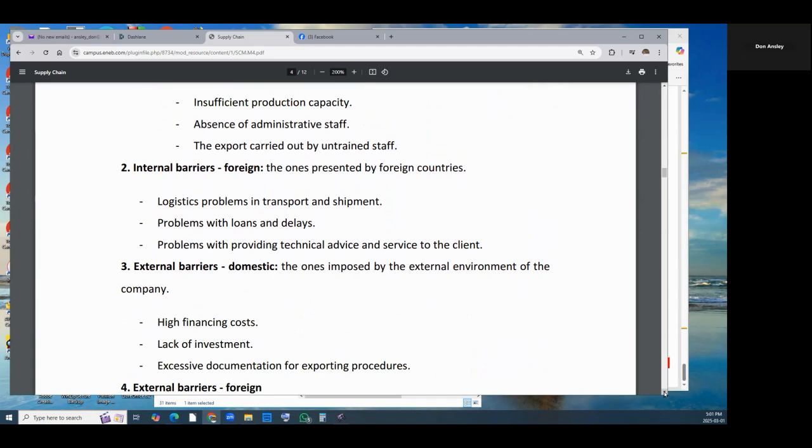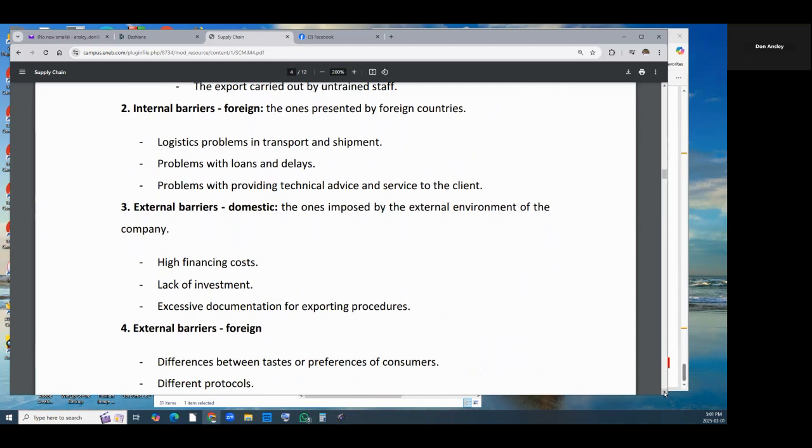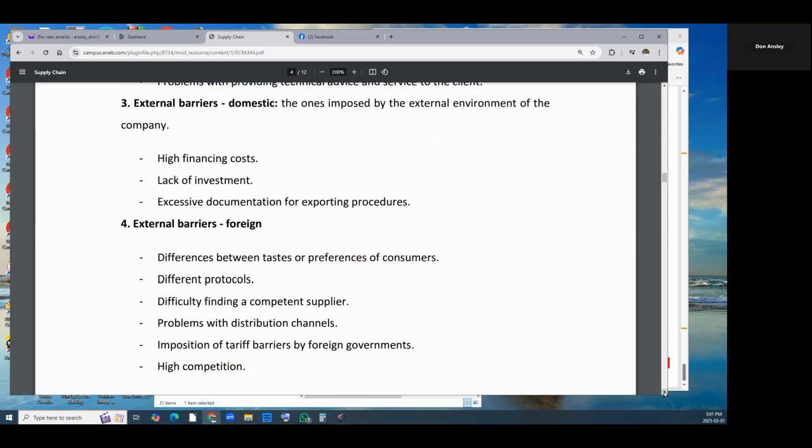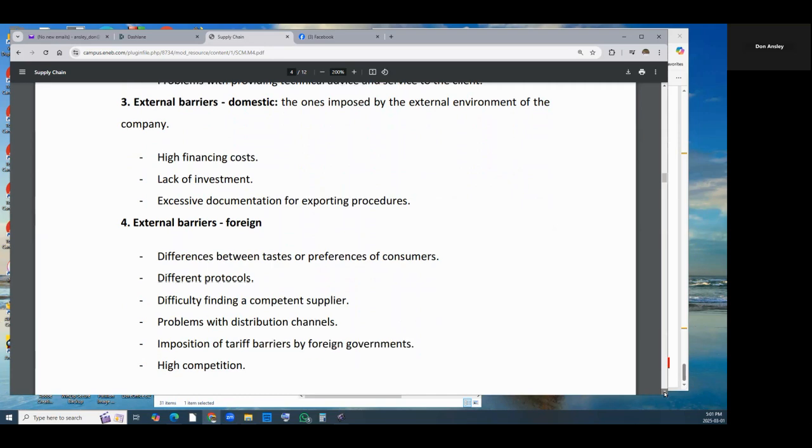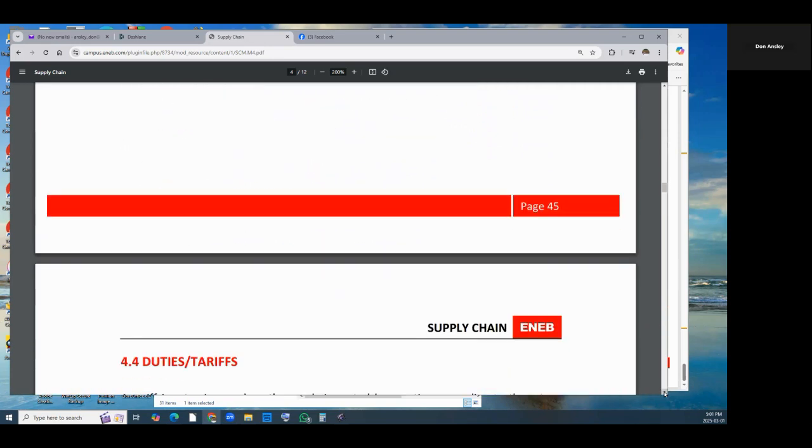Now we come to the internal barriers, foreign, the ones presented by foreign countries: logistics problems in transport and shipping, problems with loans and delays, problems with providing technical advice and service to the client. Now we come to the external barriers, domestic, the ones imposed by the external environment of the company: high financing costs, lack of investment, excessive documentation for exporting procedures. And the external barriers, foreign: the difference between tastes or preferences of consumers, different protocols, difficulty in finding a competent supplier, problems with distribution channels, imposition of tariff barriers by foreign governments, high competition.